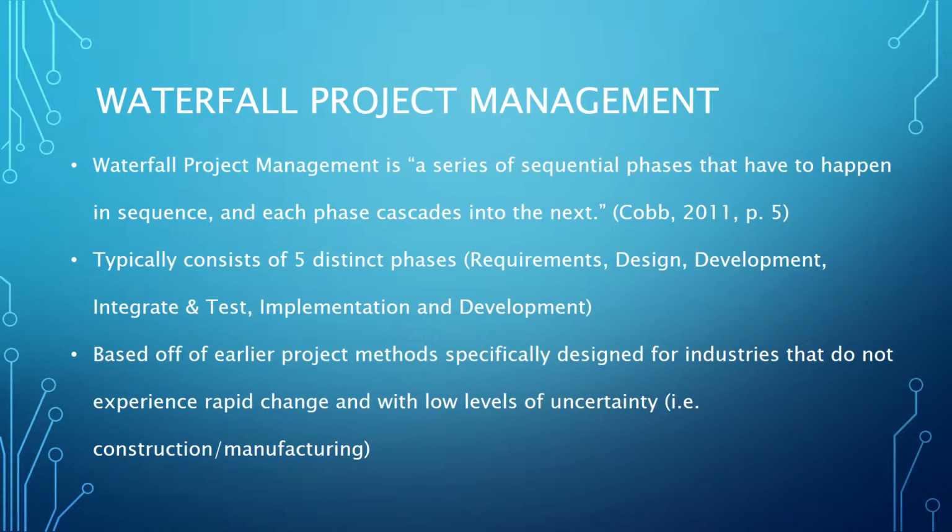Waterfall project management is a series of sequential phases that have to happen in sequence, and each phase cascades into the next. Typically, it consists of 5 distinct phases: requirements, design, development, integrate and test, implementation, and development. And it is based off of earlier project methods specifically designed for industries that do not experience rapid change and with low levels of uncertainty, i.e. construction and manufacturing.